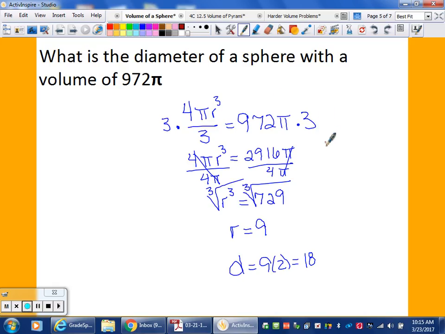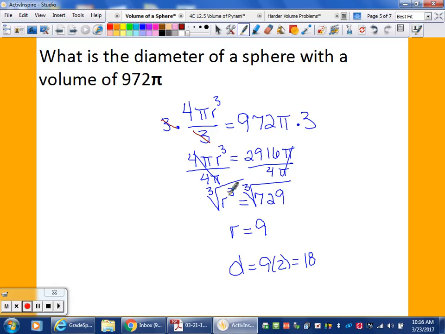What if I wanted the diameter of the sphere when given a volume of 972 pi? Well, I still set it up as 4 pi r cubed over 3 equals 972 pi. The first thing I do is multiply the 3 over, so they would cancel on this side. And then I'd be left with 4 pi r cubed equals 2,916 pi. Then divide off your 4 pi. Your pi's would cancel. So 2,916 divided by 4 is 729. So I would have r cubed is 729.